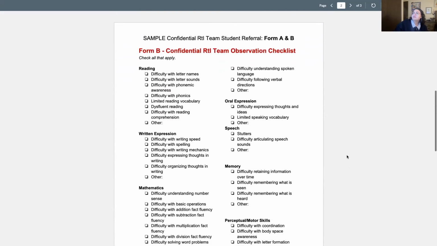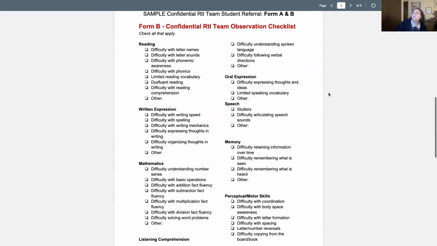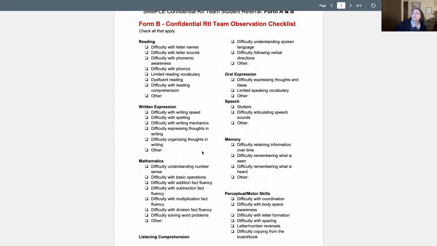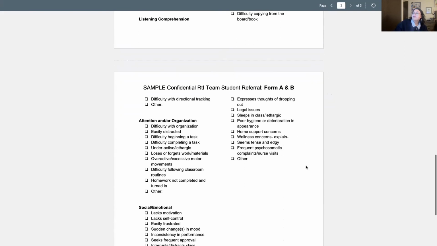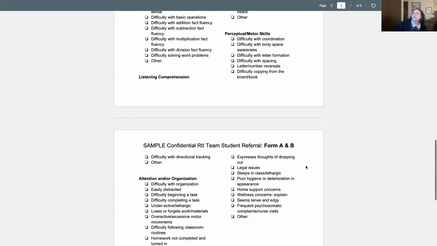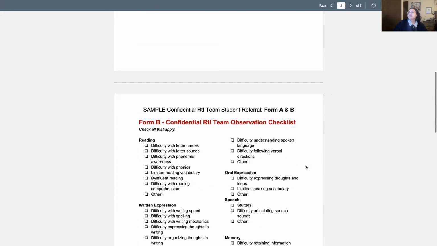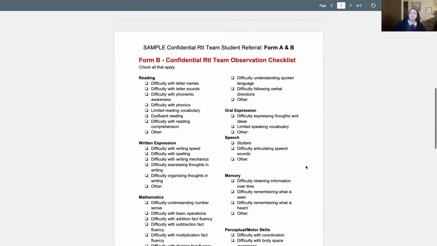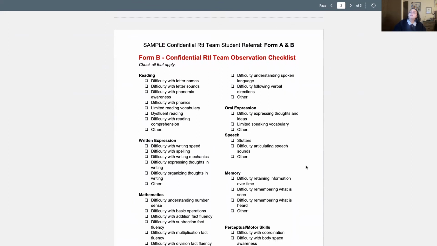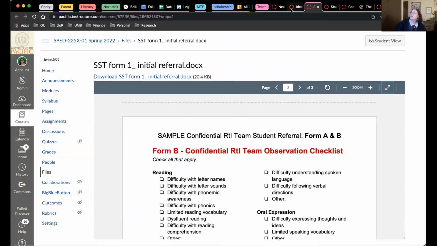And then you're going to go to Form B, second page. You are going to check all that apply for things that you observe with the student in any of these areas. There is behavior, attention stuff down here. Only check off the ones that you are observing and that are actually coming up as areas of concern. So even if you didn't know what the areas of concern specifically were called when you picked the student, make sure you go through this list and see if any of these apply. All right, that is Form 1.